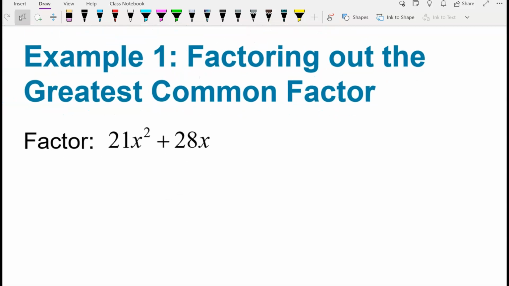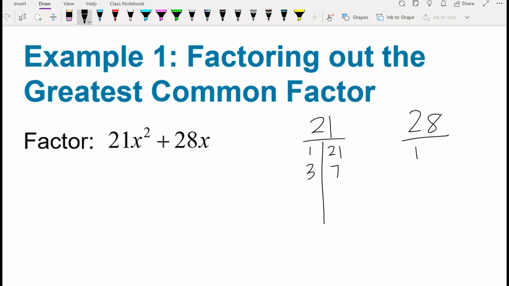All right, example 1. So factoring out the greatest common factor. So we're looking at numbers that 21 and 28 have in common. So if you want to list your factors, you can. So we have 1 and 21, 3 and 7. Then we have 1 and 28, 2 and 14, 4 and 7. So we're looking at the highest one that they have in common. So they do have a 1 in common, but they have a 7 in common. So it'd be a 7.